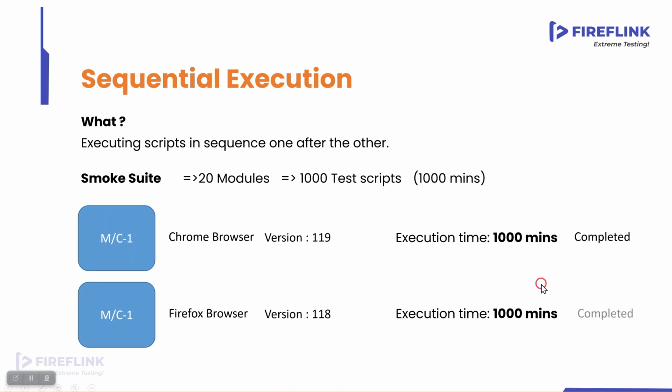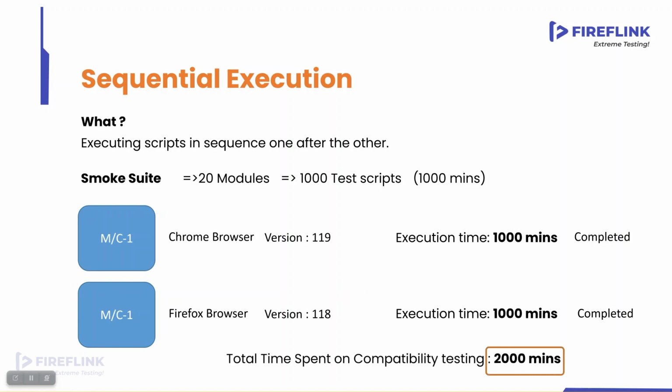Once this execution is completed, my compatibility testing is over. I have tested the application in the Chrome browser as well as the Firefox browser. But the total time taken for this compatibility testing is around 2000 minutes. Why? Because I have used the same machine for different browsers. Once my first execution is completed, only then can I trigger the next execution. That is called sequential execution, one after the other.